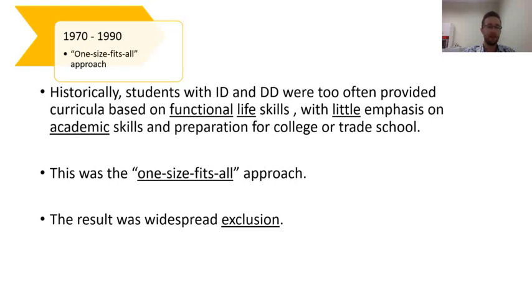So in 1970 to 1990, in the one-size-fits-all approach, historically students with ID and DD were too often provided curricula based on functional life skills. In other words, teaching them how to brush their teeth, get dressed, tie their shoes, prepare a bowl of cereal, wash their hands, find transportation, with little emphasis on academic skills in preparation for college or trade school. So this was the one-size-fits-all approach, and the result was widespread exclusion.